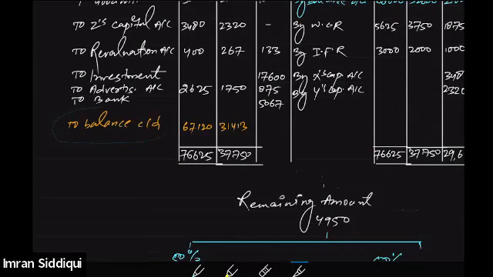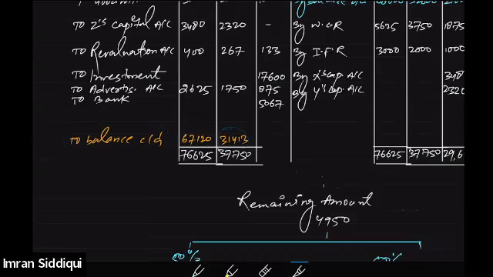Just a minute. I'll have to make some space here. So to Z's loan, to bills payable. 50% of 4950 is 2475. 2475. Done. This is it.